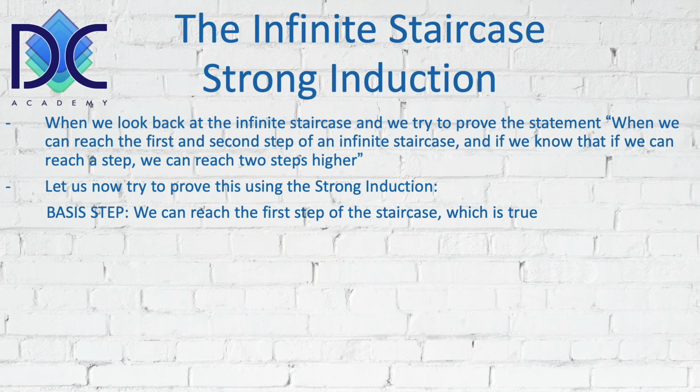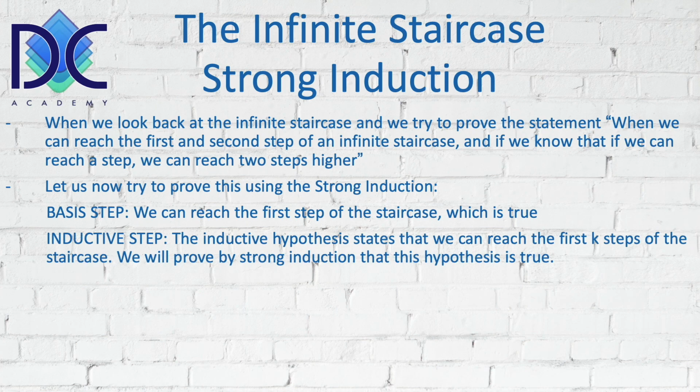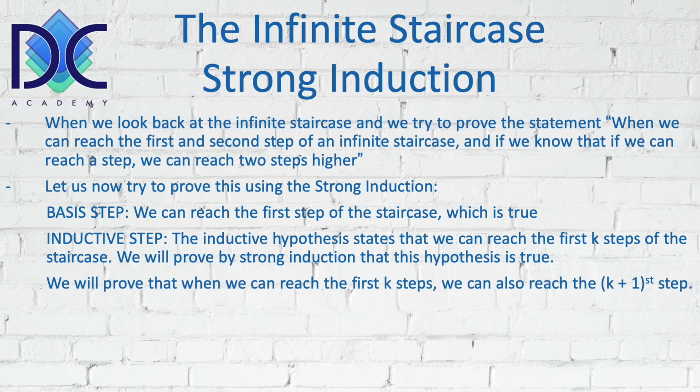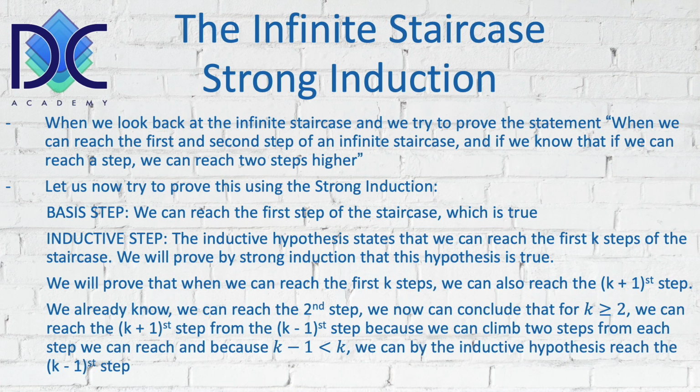The basis step is still the same. We can reach the first step of the staircase. This is true. We go to the staircase, we are there, we can reach that first step. So P of 1 is true. Now we look at the inductive step. The inductive hypothesis states that we can reach the first k steps of the staircase. We will prove by strong induction that this hypothesis is true. Let's say when we can reach the first k steps, we can also reach the k plus first step. But we have to prove that for all the intermediate steps.